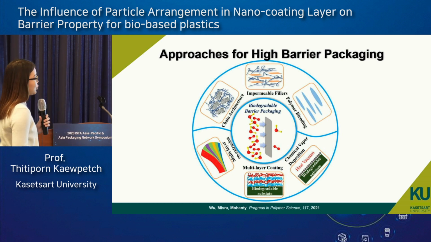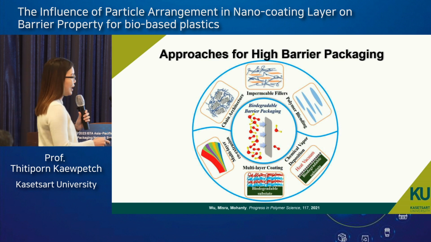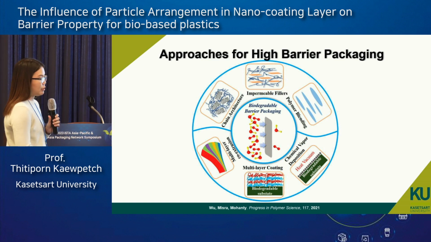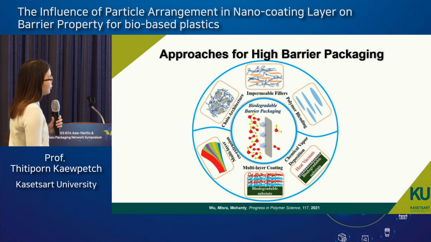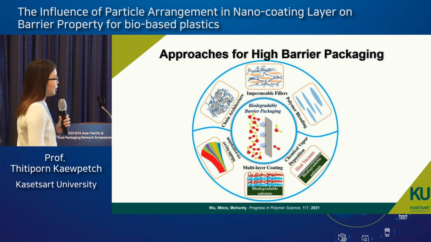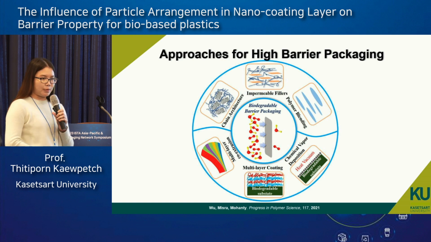Another main approach to improve the barrier properties of the packaging is to create a multi-layer structure, which is shown in the bottom part here. To create the multi-layer structure, you can either use co-extrusion or create a thin layer of coating on the surface of the substrate.